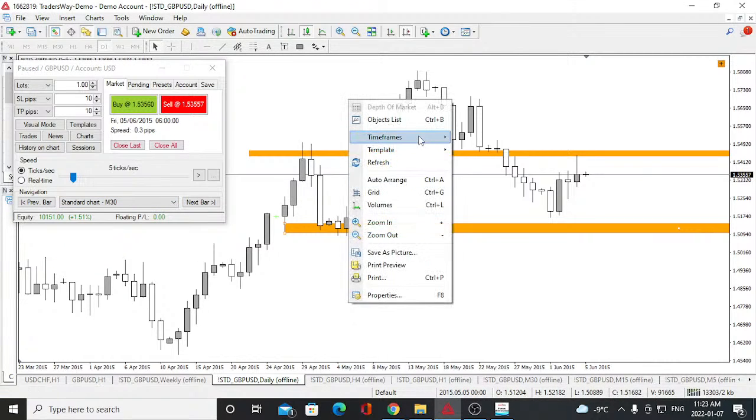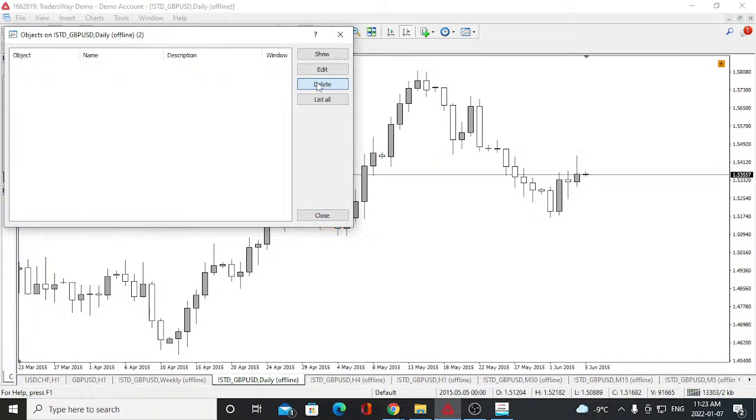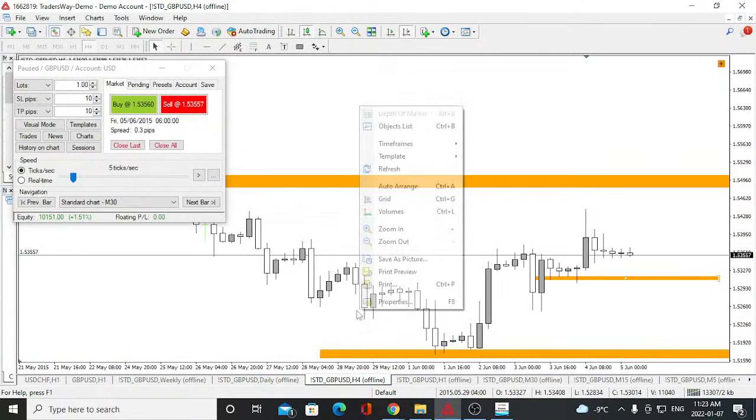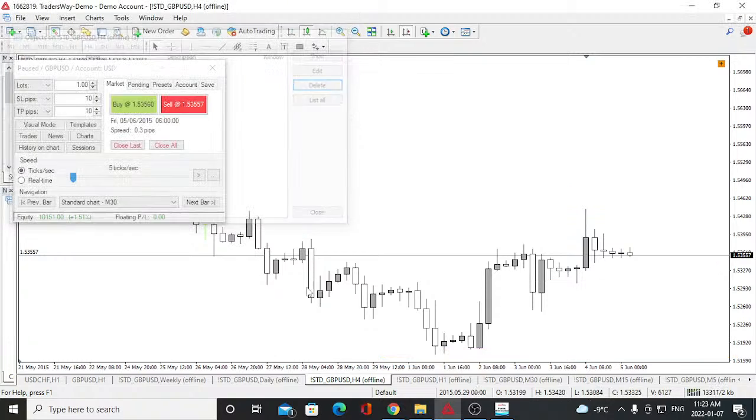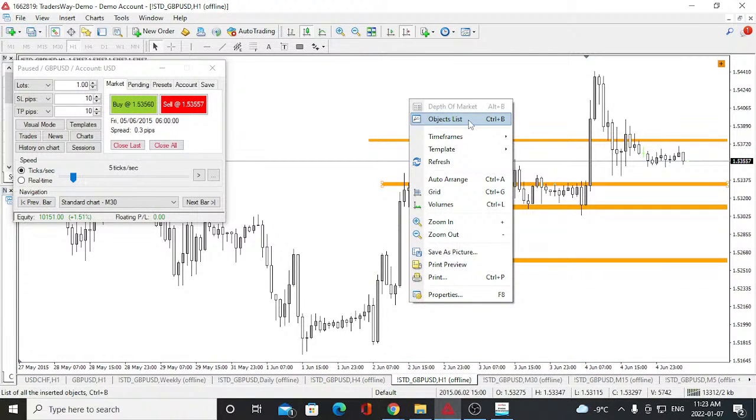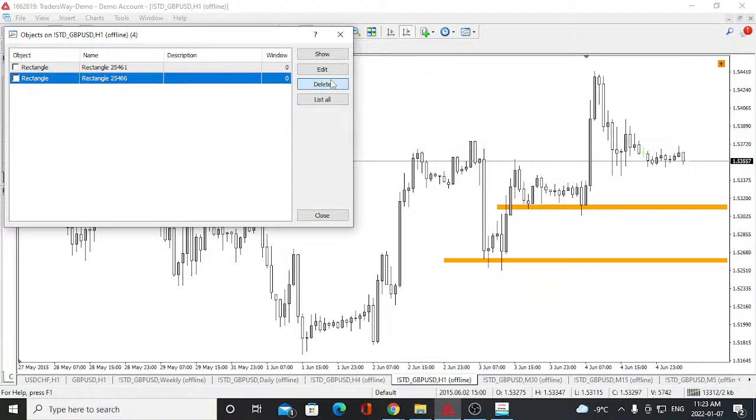So we're going to reset everything because you always want to start with a fresh chart, right? You want to be starting from scratch every single time, so you can work on that technique.